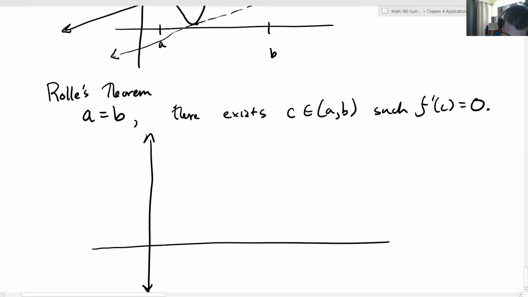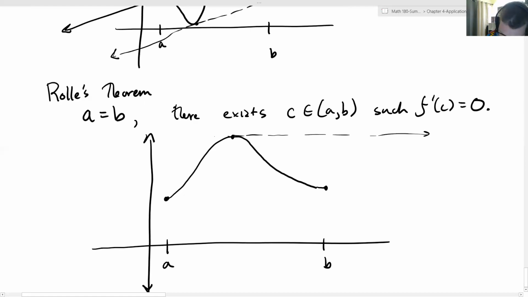Okay, so now A equals B. So we imagine we've got A equals B, so we've got to have something that looks kind of like that. By the way, Rolle's theorem also requires differentiability and continuity. And then what you see here is that we have to hit a maximum according to Rolle's theorem. So in that case, f prime of C equals 0 at that point.